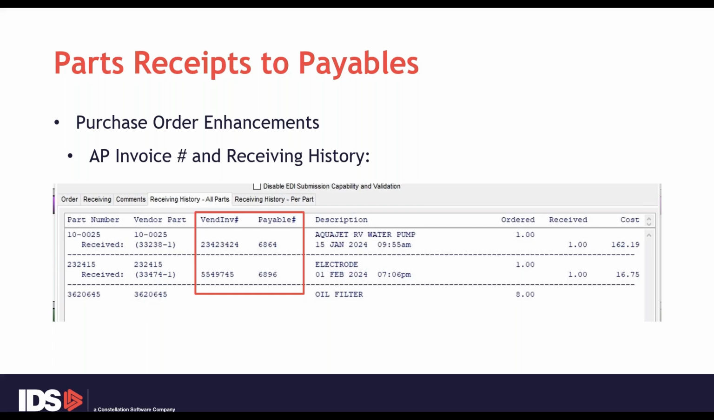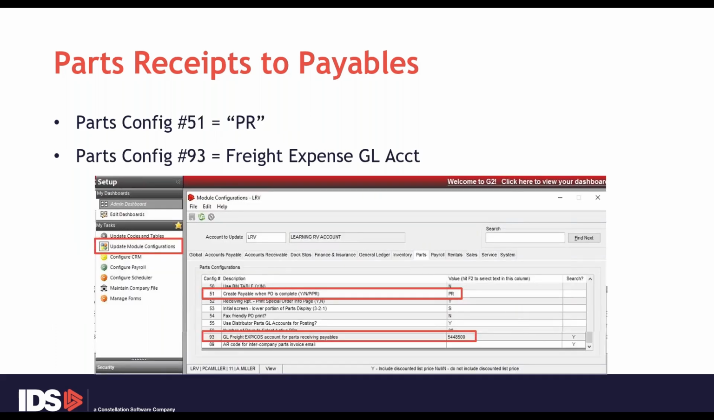So now from the accounting side, from the accounts payable manager, we can view all payables by PO. We've always had that ability, but now on the PO side, we have better visibility. So the parts department can go back and see if they have a mismatch or they need to reconcile something. They have better visibility into that.